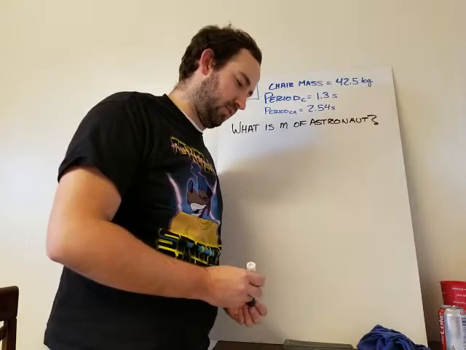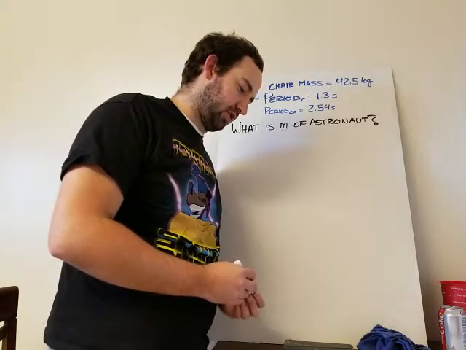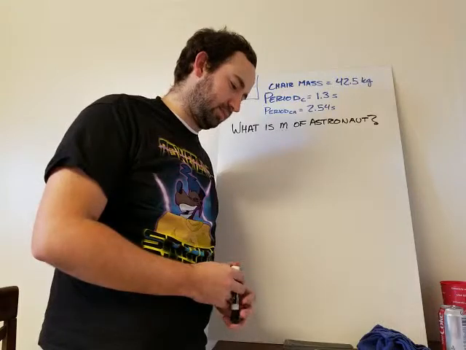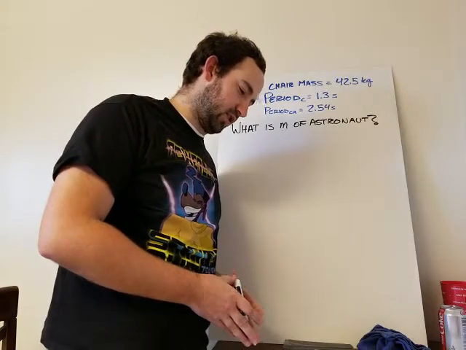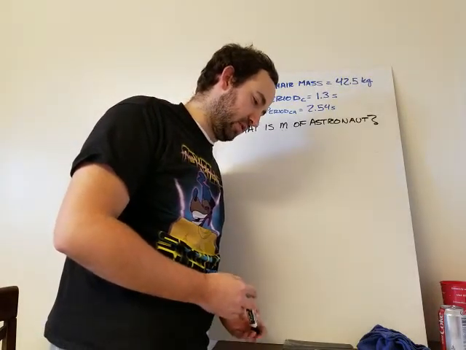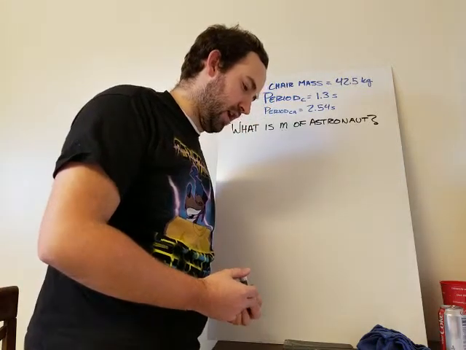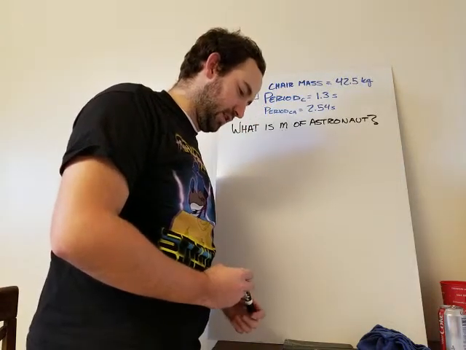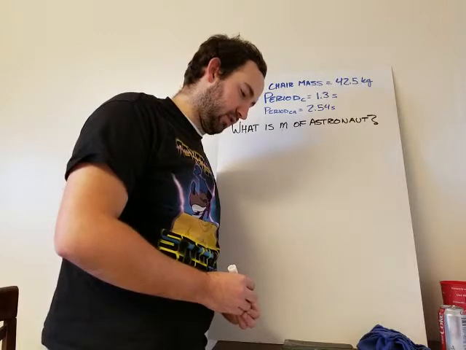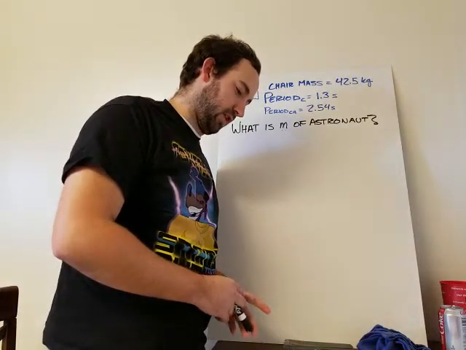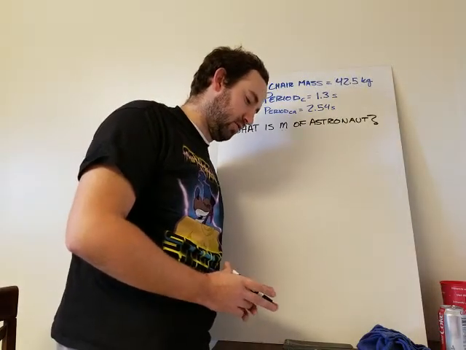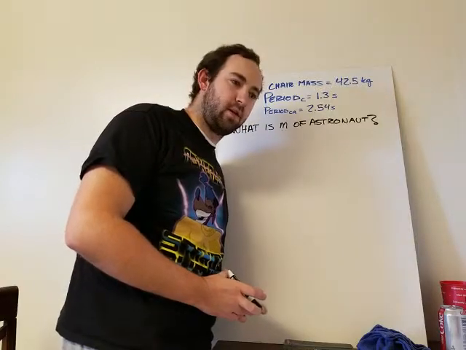A 42.5 kilogram chair is attached to a spring and allowed to oscillate. When it is empty, the chair takes 1.3 seconds to make one complete vibration. But with an astronaut sitting in it with her feet off the floor, the chair takes 2.54 seconds for one cycle. What is the mass of the astronaut?